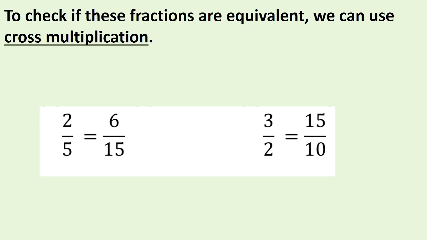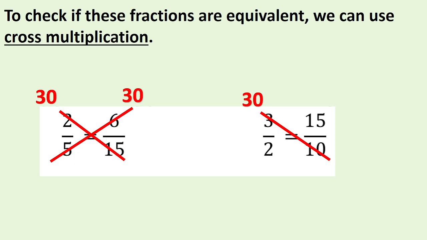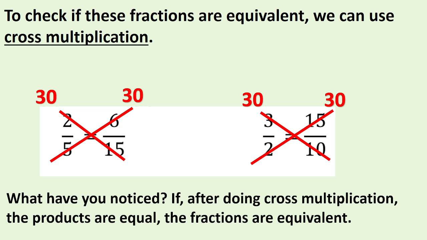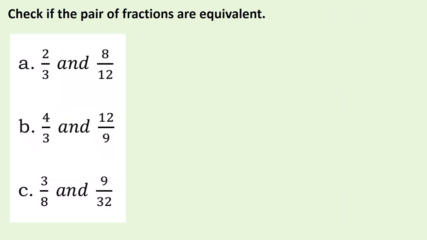To check if these fractions are equivalent, we can use cross multiplication. 2 times 15 equals 30. 5 times 6 equals 30. Next, 3 times 10 equals 30, and 15 times 2 equals 30. What have you noticed? If after doing cross multiplication the products are equal, the fractions are equivalent. Check if the pair of fractions are equivalent.